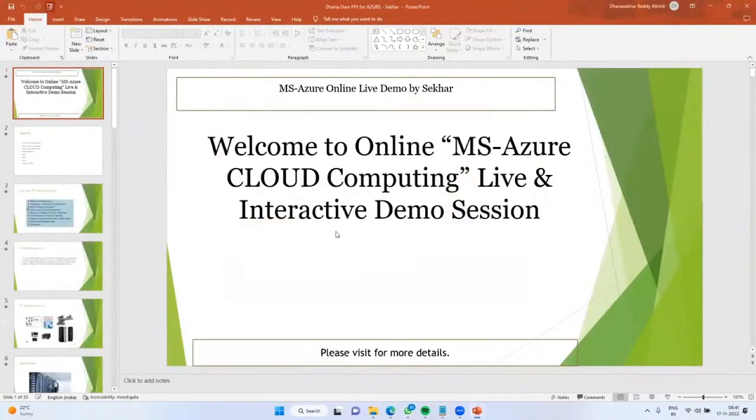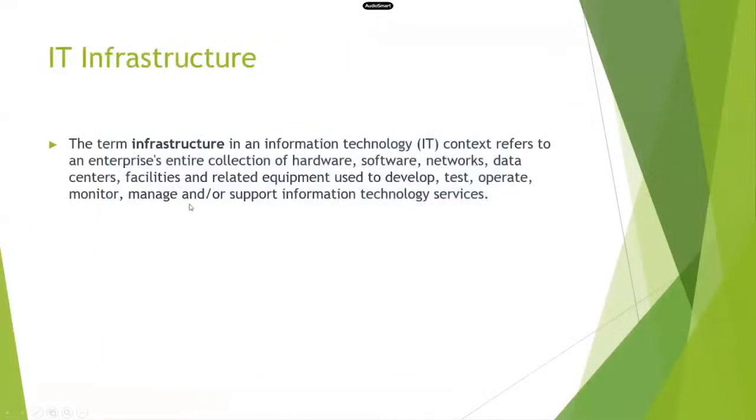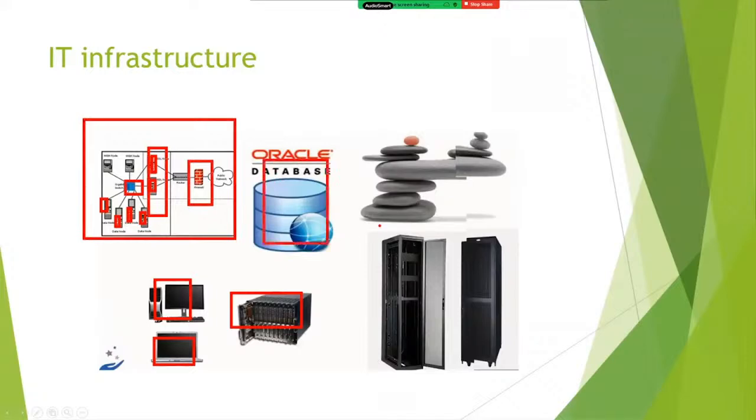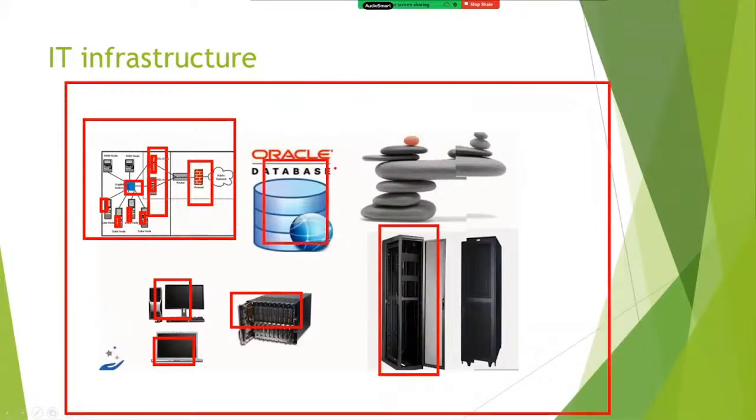Have a look. This is the IT infrastructure. We can call it all devices, and all devices are communicating to one router. This is the load balancer, this is the firewall, we have a database, and we have a server rack. We call this IT infrastructure. That's why I mentioned the definition: IT infrastructure is nothing but a collection of hardware, software, switches, network, and load balancer.